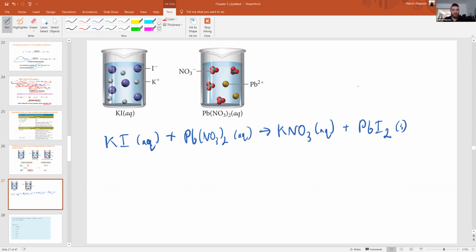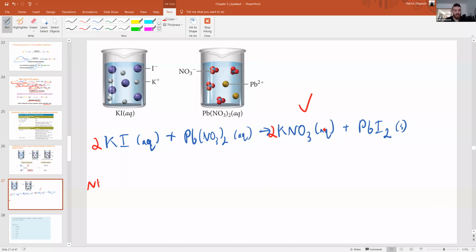So now we can do the balancing. K, there's 1 K here, 1 K here, we're good. Iodine, 1 iodine here, 2 iodines there. Make this a 2. Now you have 2 Ks here, 1 K here. Make that a 2. I think we're done. So let's double check. Pb, 1 here, 1 here. NO3, 2 here, 2 NO3, we're good. All right, balanced.